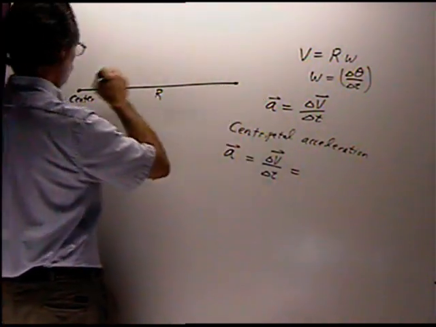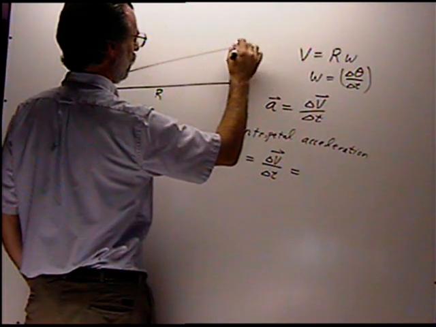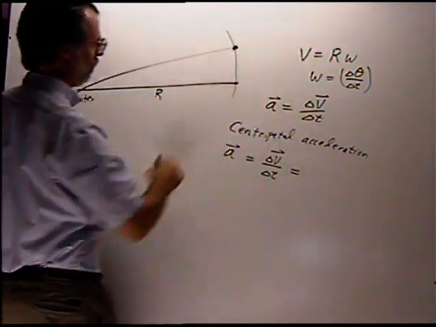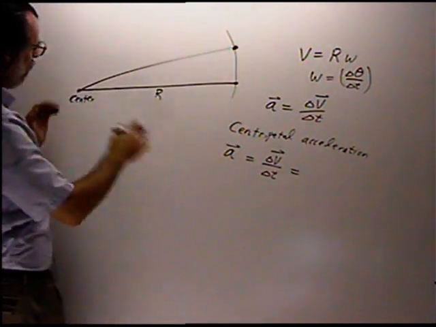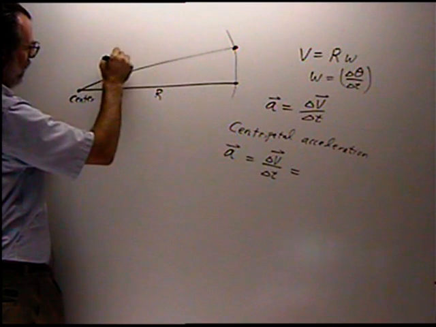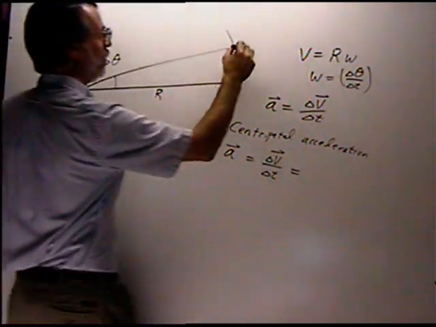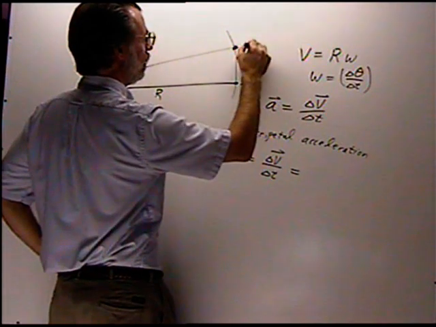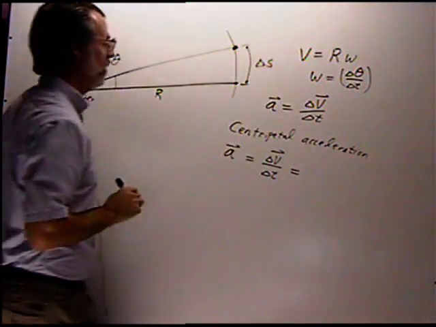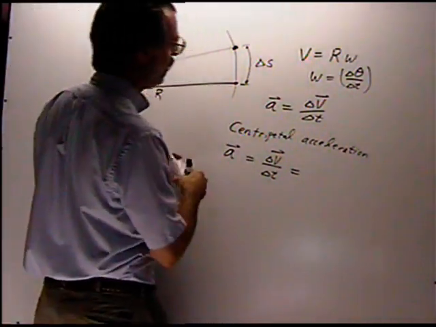And at point A, it's here, and then at point B, it's over here. Okay, so the arc is coming through like this. So that's just a small arc, and here is the angle. Here's the delta theta. And from here to here, that length of arc is delta S.